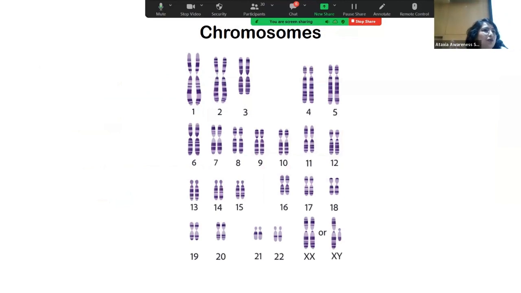So we have 46 chromosomes, 22 somatic pairs. When we say 22 somatic pairs, meaning every individual, male or female or other, they have these 22 somatic chromosomes. Two sex chromosomes. In females, we have two X. In males, we have one X and one Y. This is the normal karyotype.